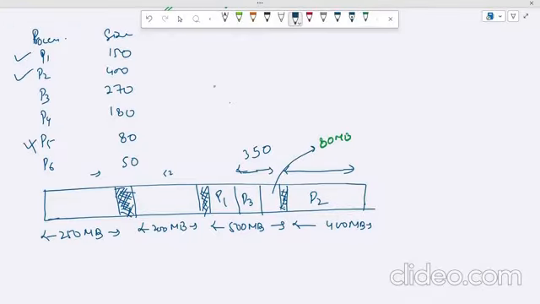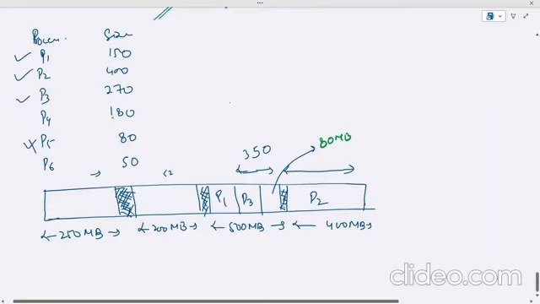Now P3 is completed. Now it's the turn of P4. 180 needed. First of all, see the highest block. It's the first block which has very high space. So P4 needs 180, and definitely we have to provide P4 over here. So 180 it needed, and the space left is 70 MB. 70 MB of space is left here.